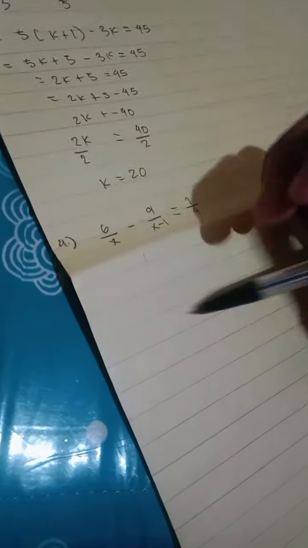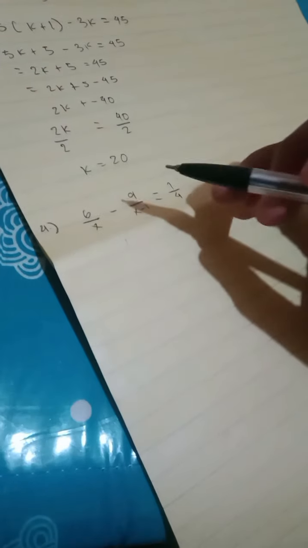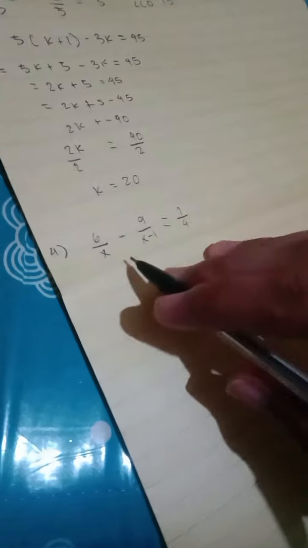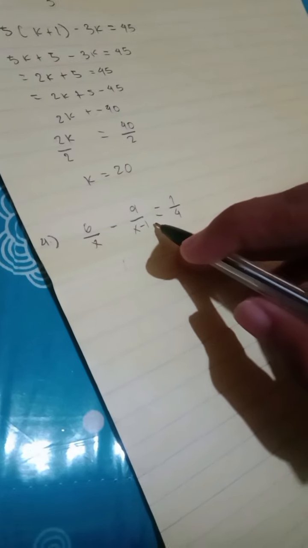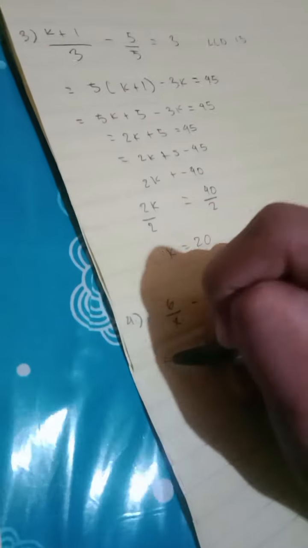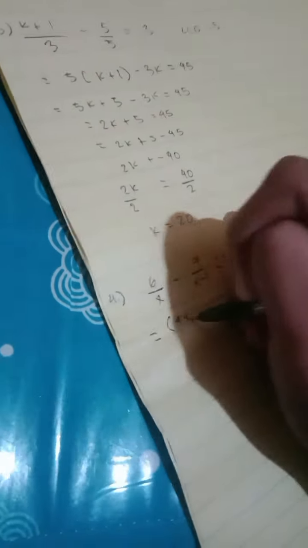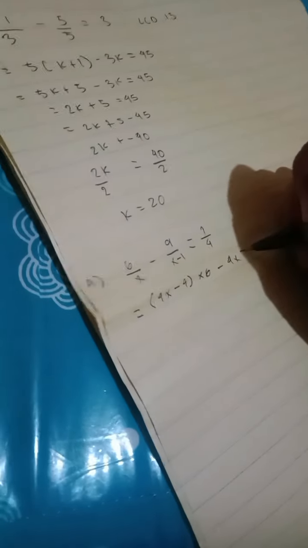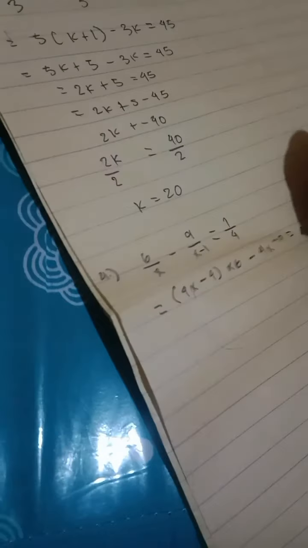Since variable x cannot be equal to any of the values 0 and 1, since division by 0 is not defined, multiply both sides of the equation by 4x and x minus 1. The least common multiple of x minus 1 and 4. So this will be the result: 4x and negative 4 and 6 minus 4x and negative 9 equals x and 1.